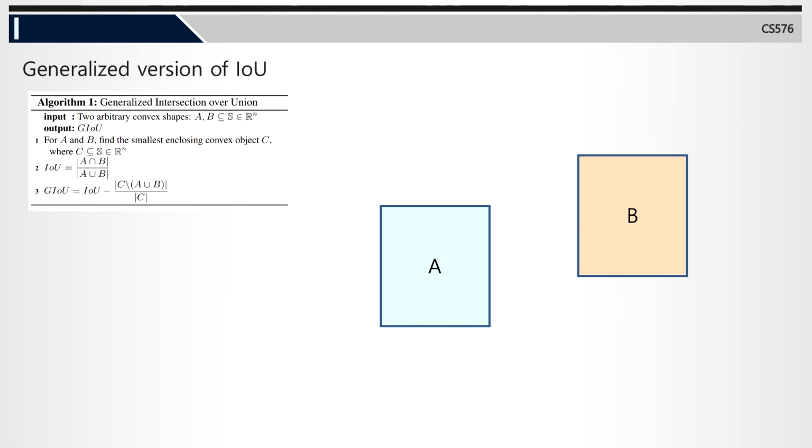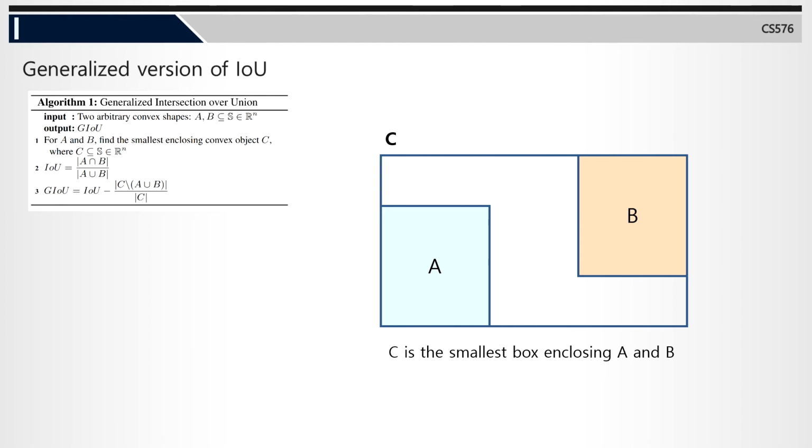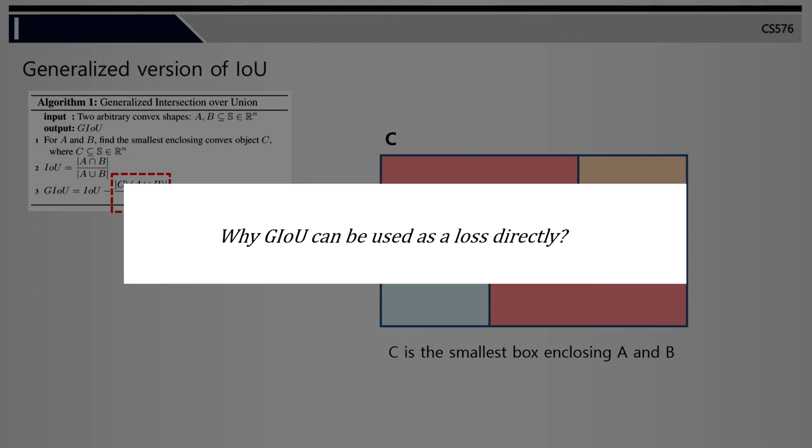Let's assume that we have two boxes A and B as in the slide. In this example, C will be obtained as follows so that it encloses both A and B. So this term corresponds to these areas with red color. Then why this GIOU can be used as a loss directly? I will compare GIOU with IOU.